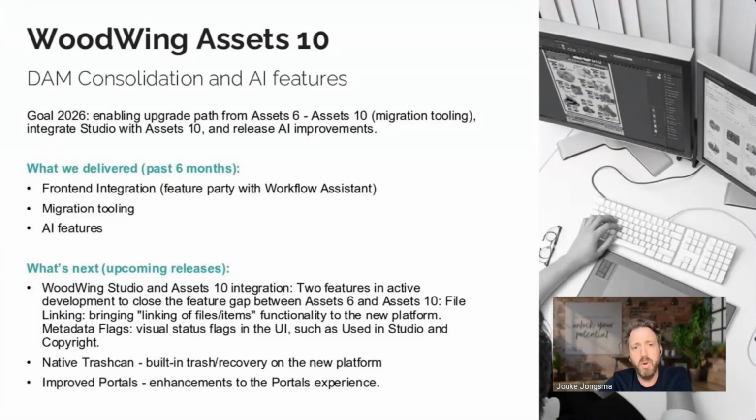We also introduced some new AI features. These are the first steps to full natural language and visual similarity search. So what's next? Of course, as Tom mentioned, focus is on the Asset 10 Studio integration. With this, we will also introduce 2 other DAM consolidation features, like the linking of files and the metadata flags in the UI. These are part of the Assets Studio integration. Also the native trash scan and, as Tom mentioned, the improved portals.